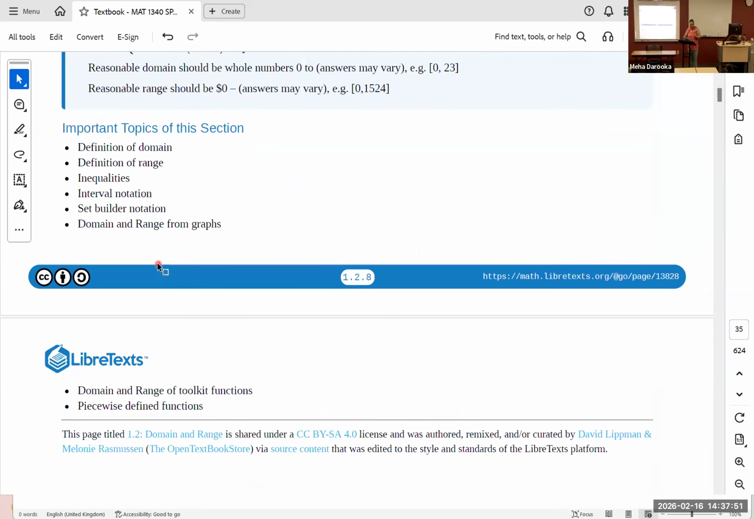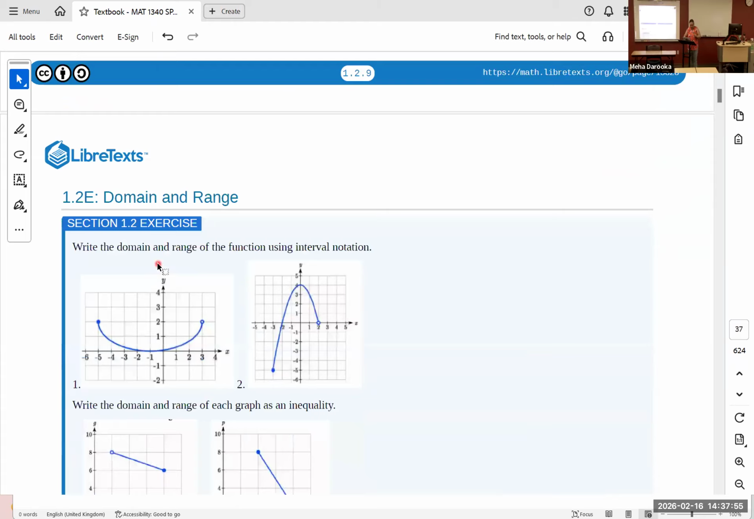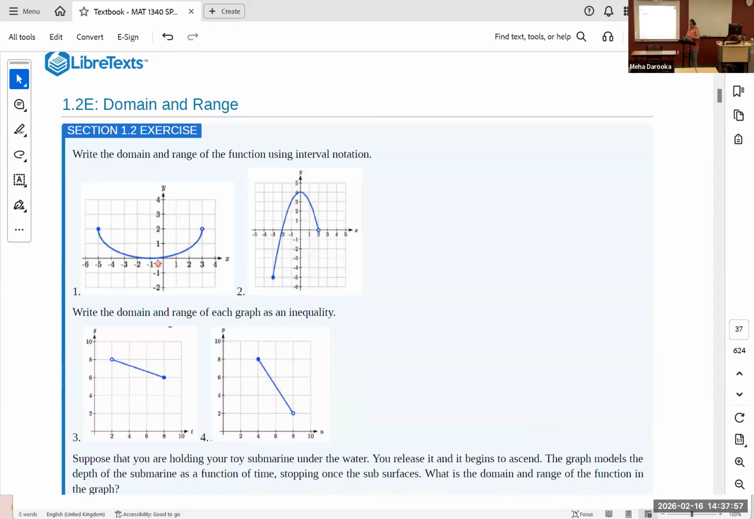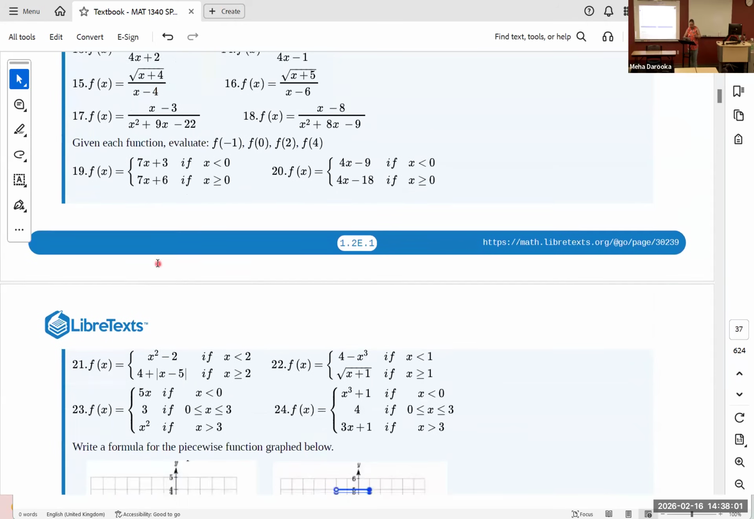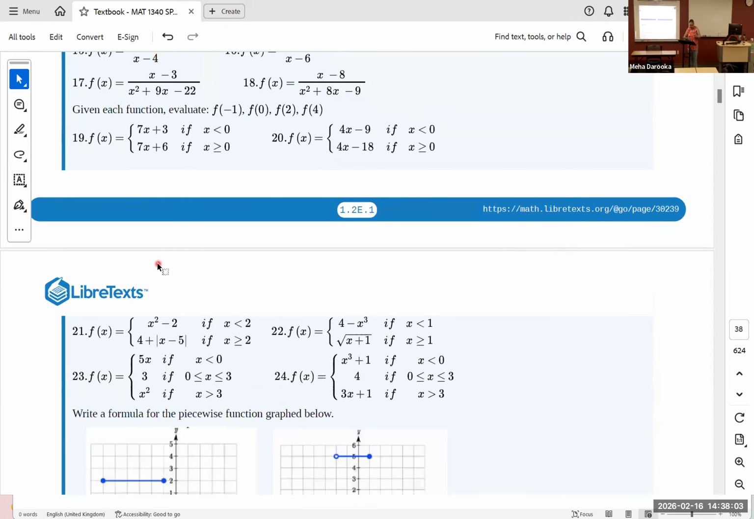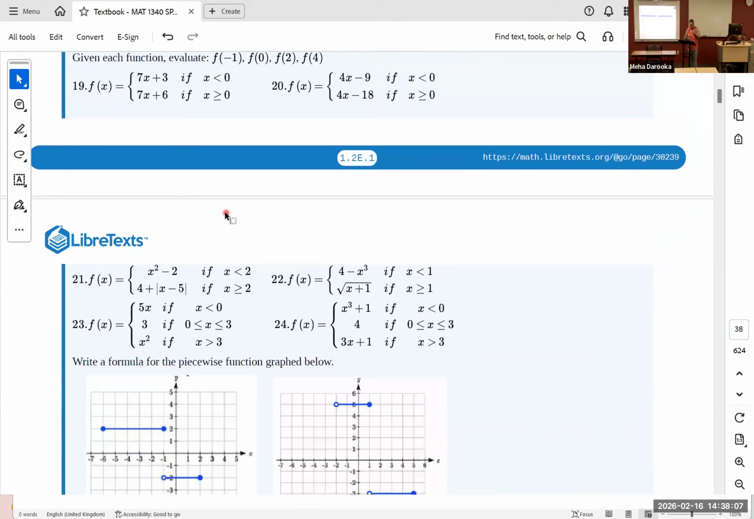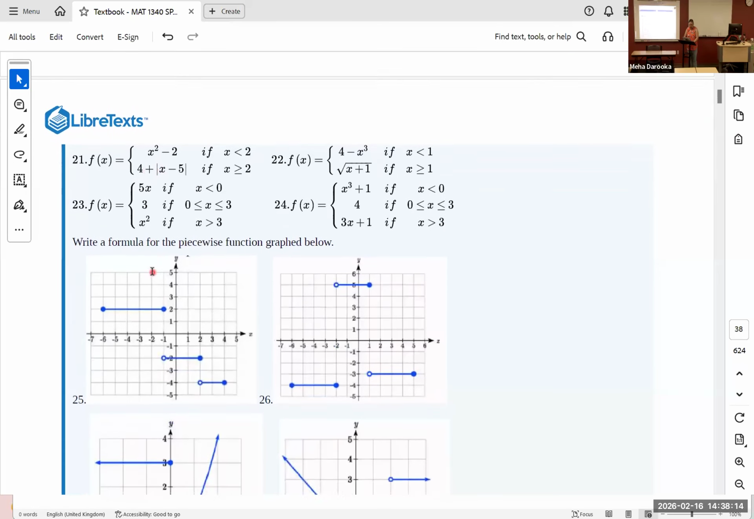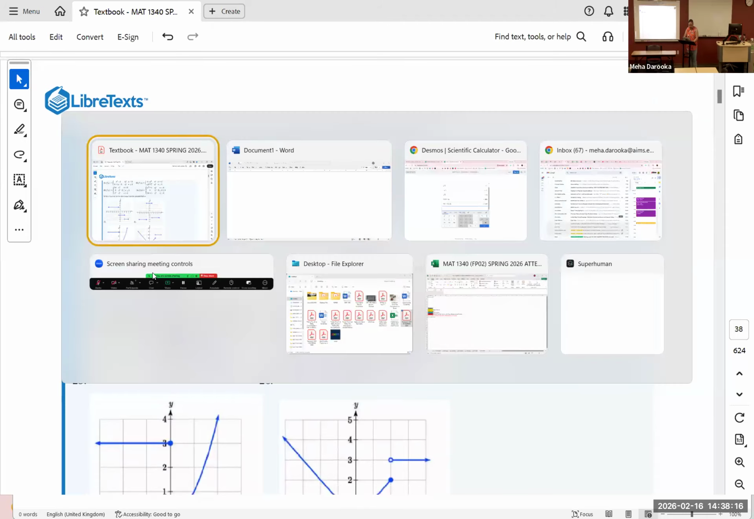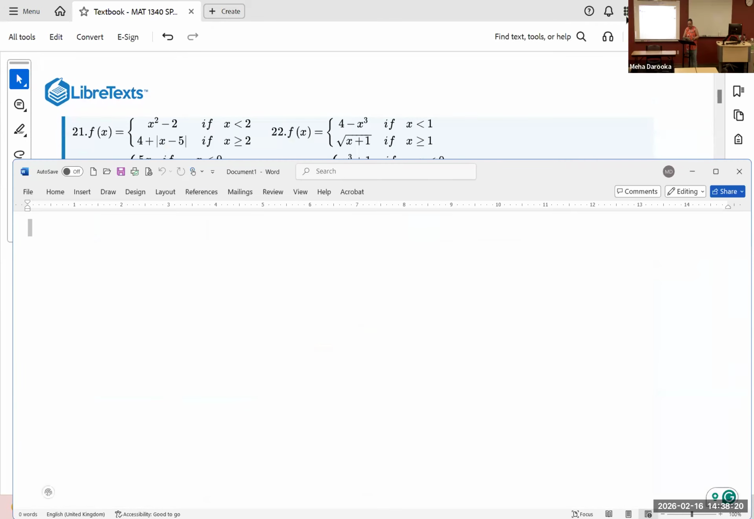All right, guys, so these are your piecewise functions. And you can again see the exercise problems you have available here. Let's actually look at number 21 here, because I do want to do another piecewise example. So let's look at number 21.